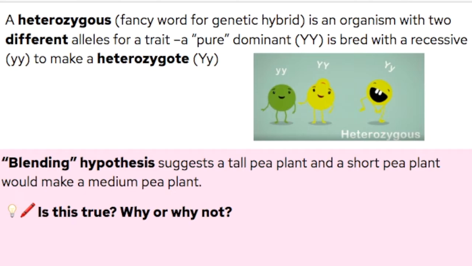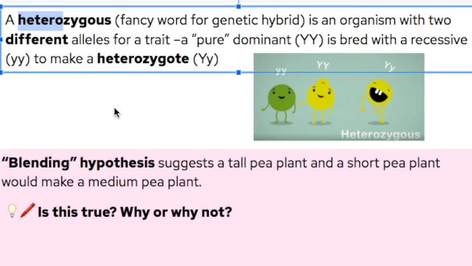Okay, 2 more slides today. So we saw this in the video, and in fact, I grabbed this from the video. A heterozygous is a fancy word for a genetic hybrid. So think about the prefix hetero. That means mixed. So a heterotroph needs a mixed food source. They can't make it in their own bodies.